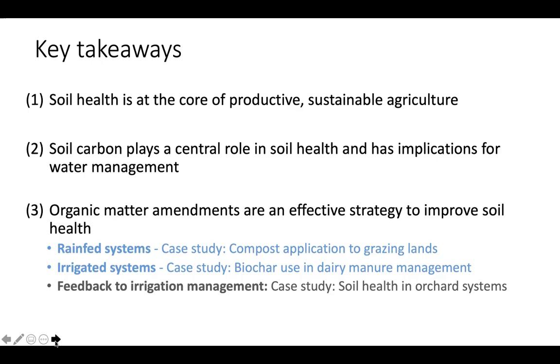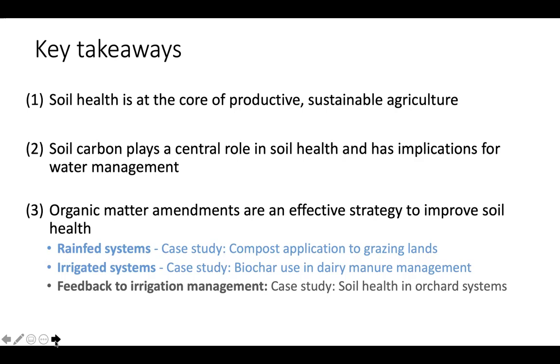And lastly, I'm just going to share some of the research that we do in my lab. A lot of my lab focuses on the use of organic matter amendments, primarily coming at it from the soil health, soil carbon realm, but again, as I said, trying to think about carbon farming in a more holistic way. I'm going to focus on just two case studies, one in a rain-fed system, that's compost application to grazing lands, and one in an irrigated system.